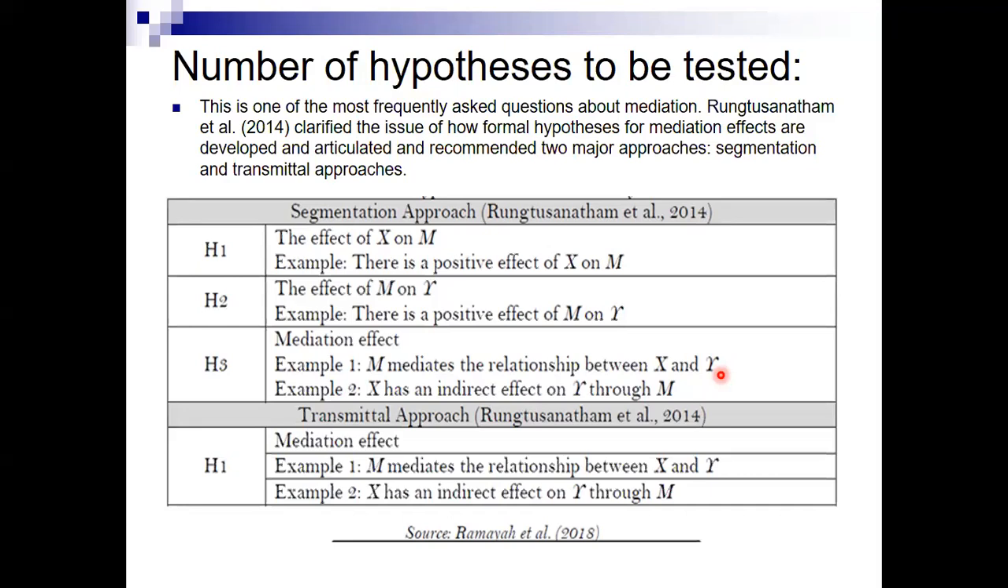Then the second method is the transmitter approach, okay? In which you're simply testing the transmission or the intermediation of the effects between X and Y. So you'd say, for example, M mediates the relationship between X and Y, or X has an indirect effect on Y through M. So the transmitter approach simply picks the last part of the segmentation approach and makes that the whole thing. So you'll have only 1 hypothesis for the transmitter approach, okay?